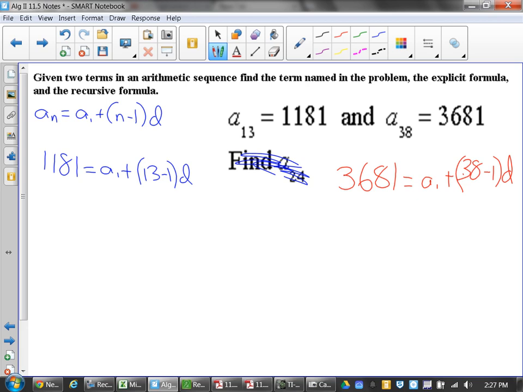These numbers work out really clean. We have 1181 is your first term plus 12d. I'll put this one below here. 3681 is your first term plus 37d. I just quickly wrote it where I knew what was going to happen because I know that 37 is bigger than 12. Can I eliminate the first term here? Just by subtraction?